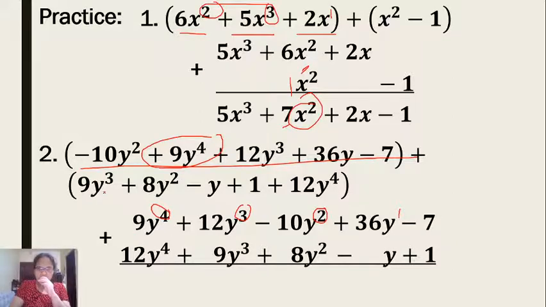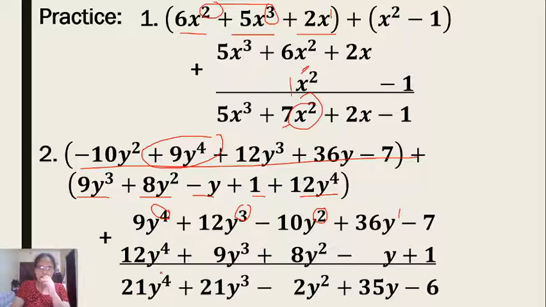So for the second polynomial, we will start with 12y to the 4th, followed by 9y cubed, and then 8y squared, and -y plus 1. So 4, 3, 2, 1, 0. And then add vertically. 9 plus 12, that's 21. Copy the literal coefficient. 12 plus 9, that's 21. Copy the literal coefficient, y cubed.